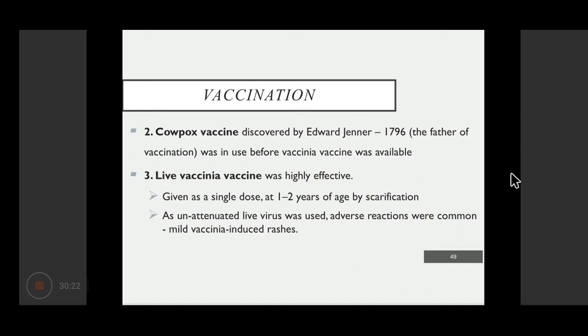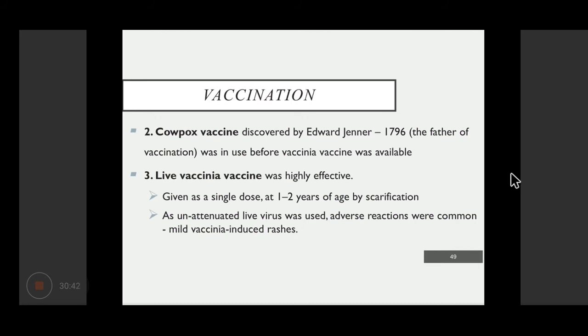the son of his gardener. He injected it into the gardener's son, and subsequently, after a few months, he infected him with smallpox virus, but he did not develop the disease. That is how this vaccine was developed by Edward Jenner.